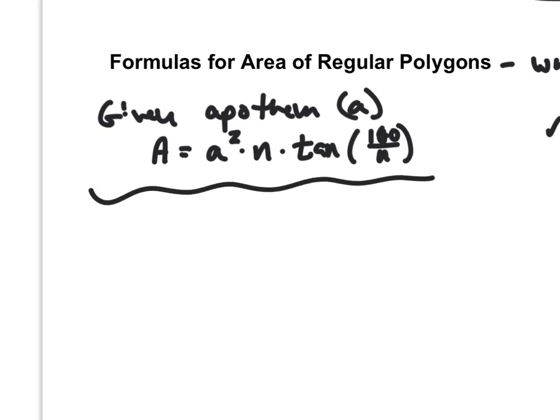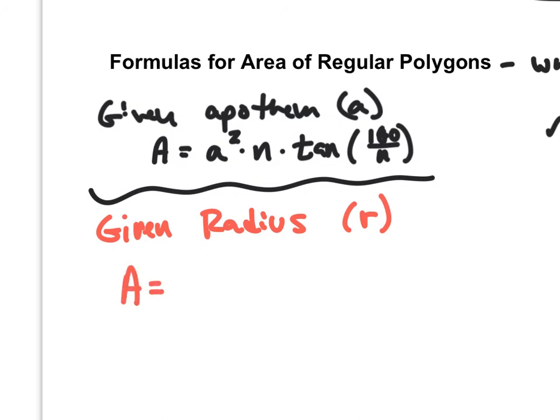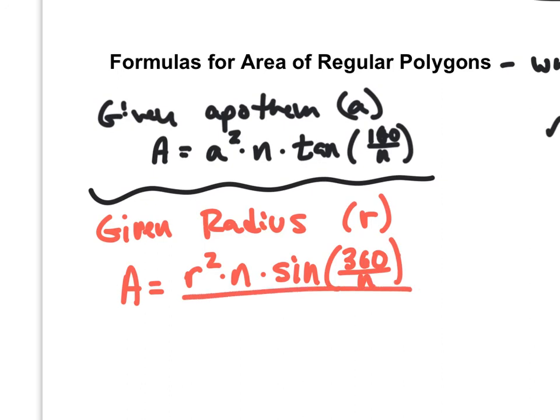On the next one, let's say that you're given the radius r. The area of that one, if you're given the radius, would be r squared times n times sine of 360 divided by n, and then that's all being divided by 2. So that's the formula you would use if you're given the radius.